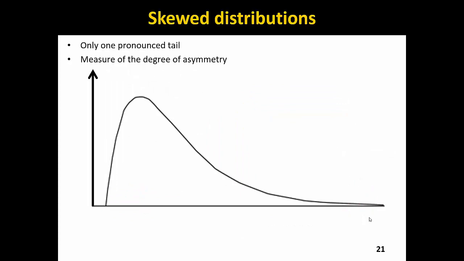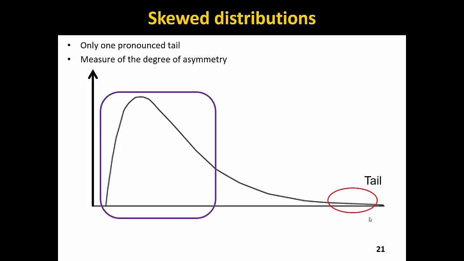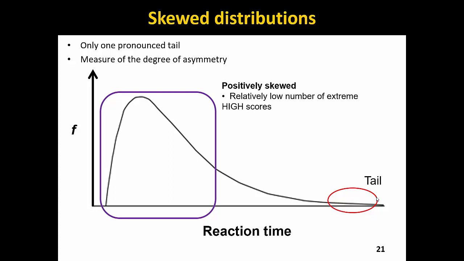The other type of skewed distribution is referred to as a positively skewed distribution. And in a similar fashion, we see the tail exists heading in the positive direction. And if we were interested in reaction time, so how quickly a person's neuromuscular system can respond to a stimulus, here we see a relatively low number of extremely high scores. The example here would be reaction time in the 100-meter race, which is at the Olympic Games.